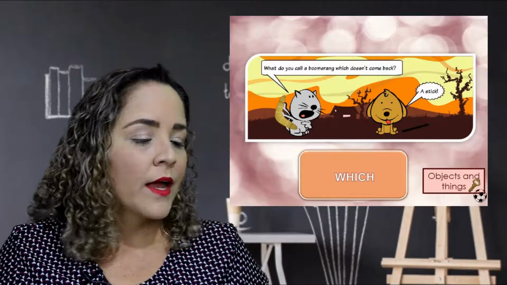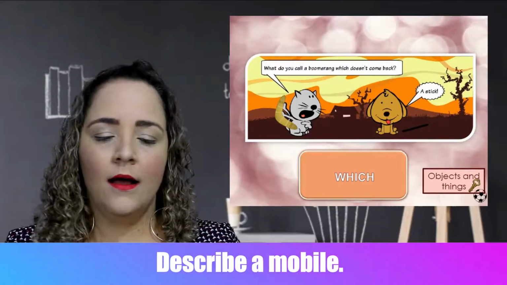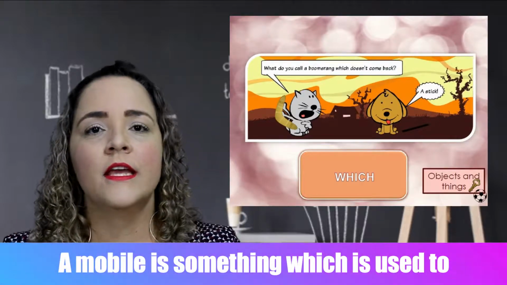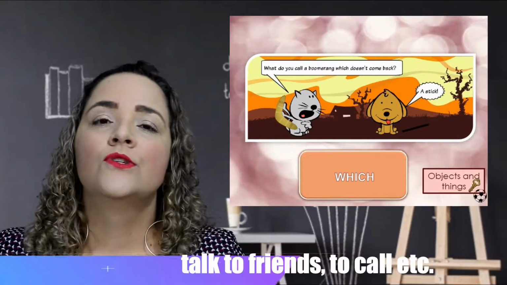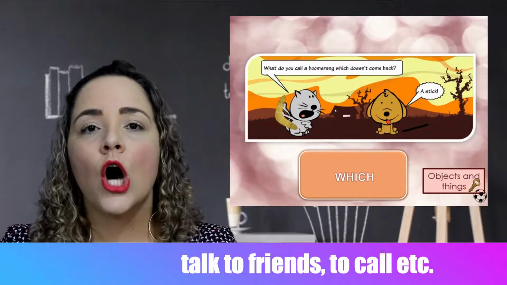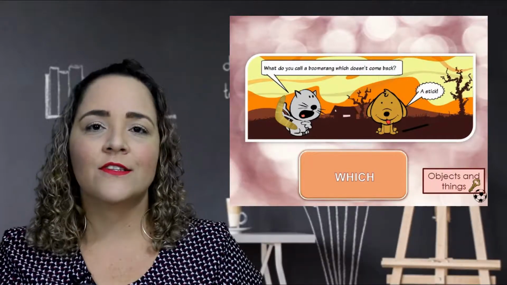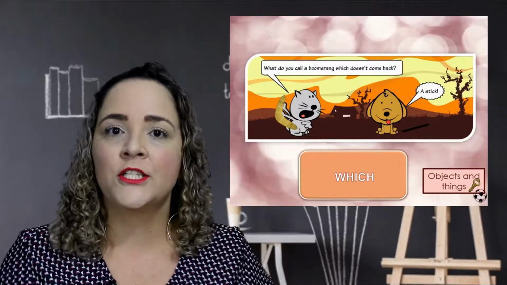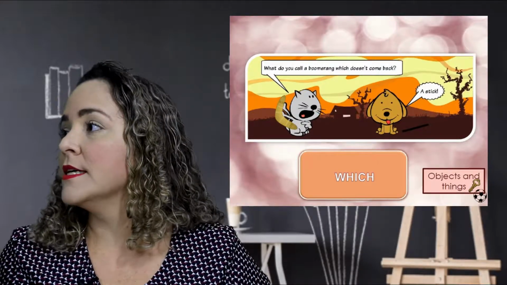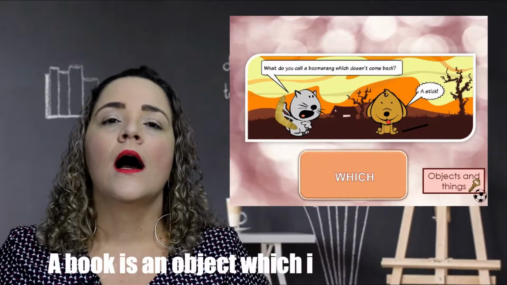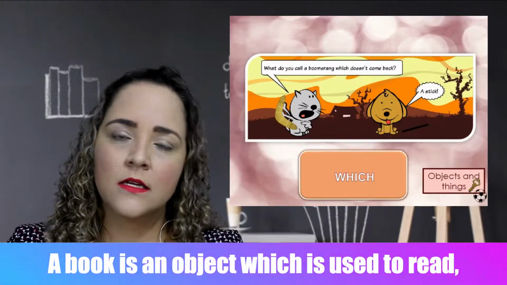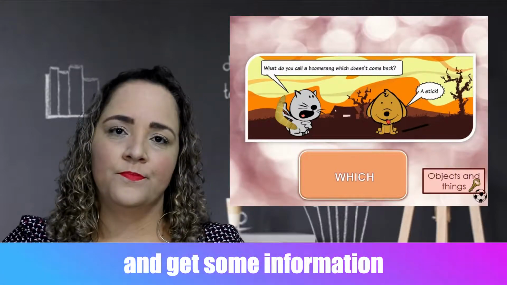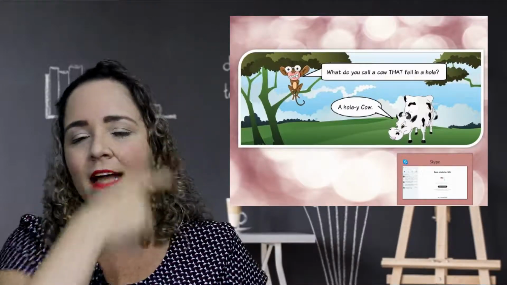For example, describe a mobile. Okay, a mobile is something which is used to talk to friends, to call friends, or to wake up in the morning. Okay, which. Let me see, what is a book? A book is an object which is used to read and get some information. Look at the next slide here.